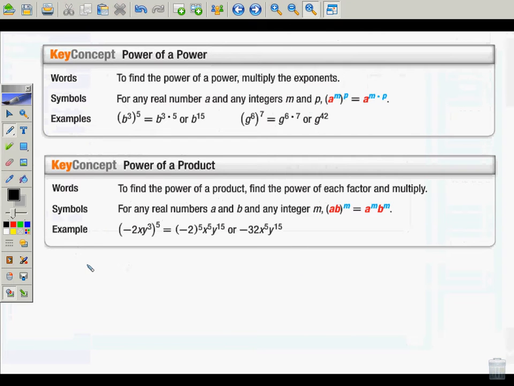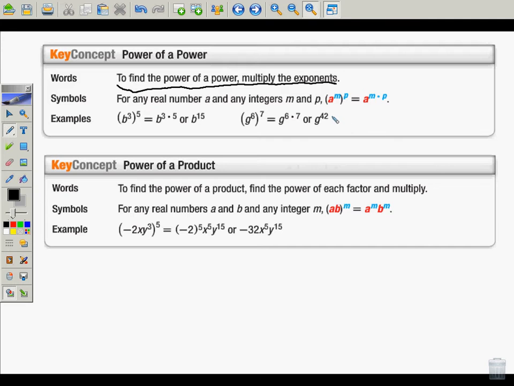We've now got two more rules to talk about. The first one is power of a power. To find the power of a power, you're going to multiply the exponents. This is important. So when you raise something to a power to another power, or raise an exponent to another exponent, you're going to multiply their exponents together. So we have our example with just symbols here, a raised to the m raised to the p. That gives me a raised to the m times p.